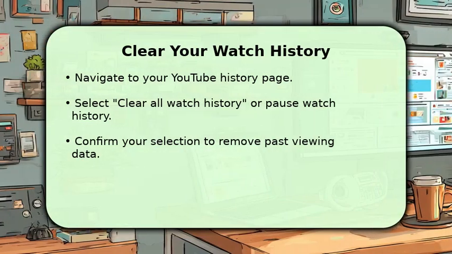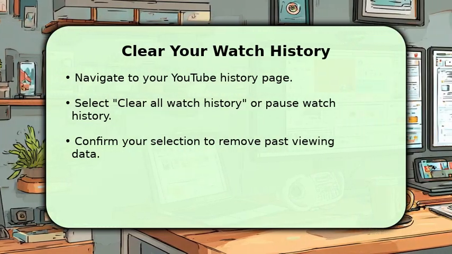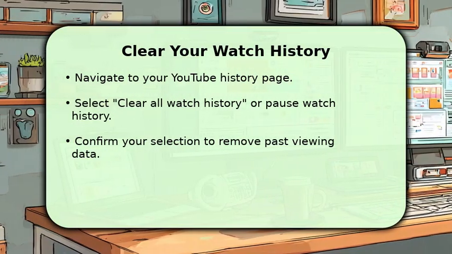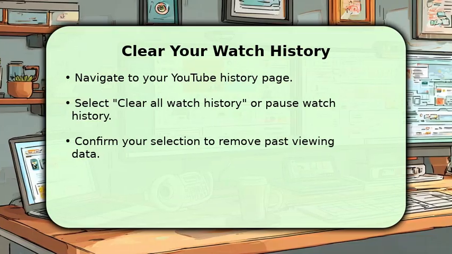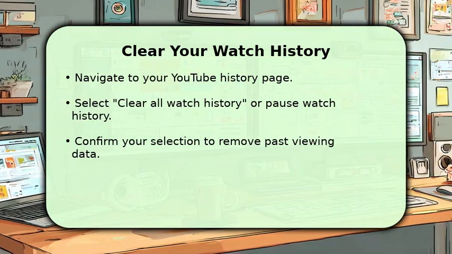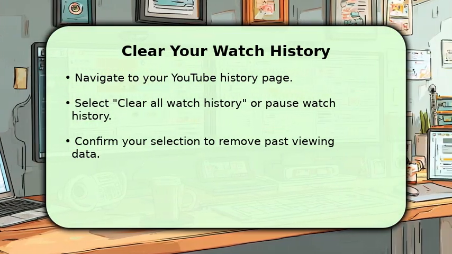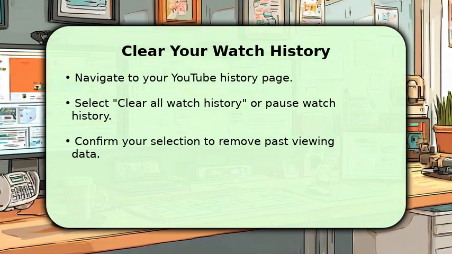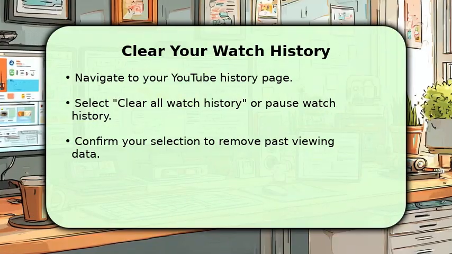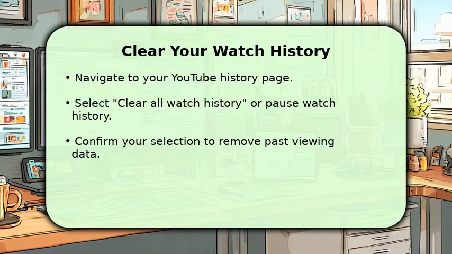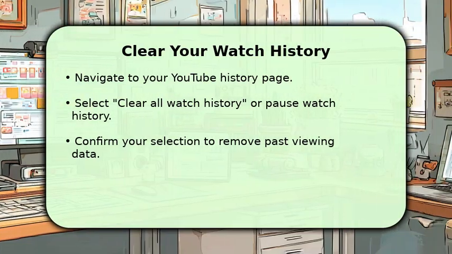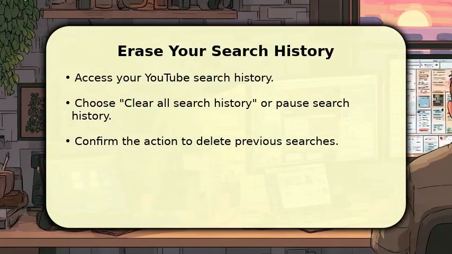To clear your watch history, begin by opening YouTube and clicking on the History tab located on the left-hand menu. Once there, you'll see an option on the right side that says Clear All Watch History. Click this, and a confirmation pop-up will appear. Confirm your choice, and all your past viewed videos will be removed. You can also choose to pause watch history to prevent future videos from being recorded, giving you complete control over your viewing data.